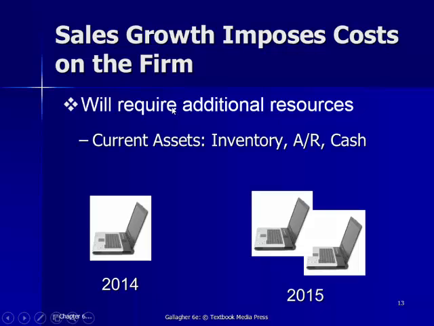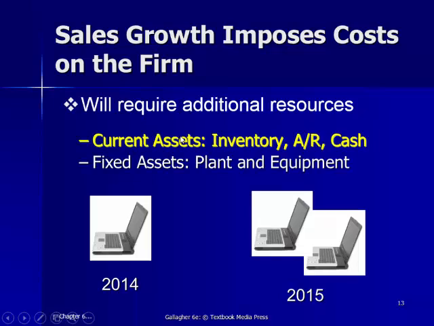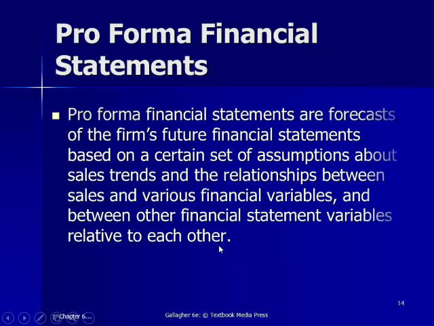And so that turns us to the balance sheet, which includes consideration of what our current assets will need to be in the upcoming period and what our fixed assets will need to be in the upcoming period. So that leads us to the pro forma financial statements. This refers to our prediction of what our income statement and balance sheet is going to look like.